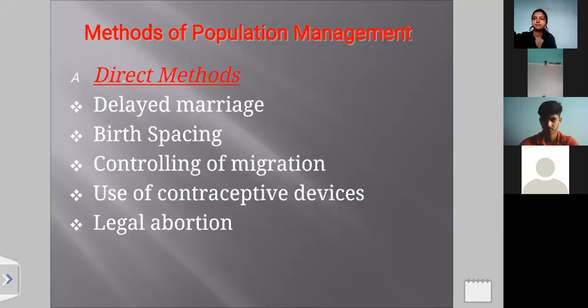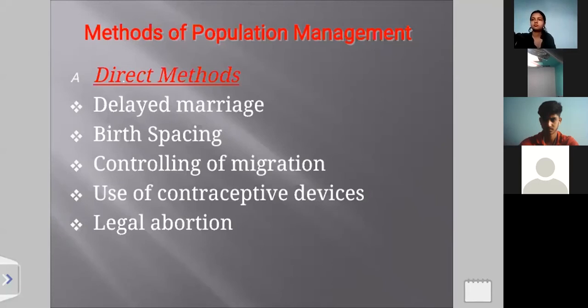So Miss Dipsana, you can see the slide. There are some direct methods of population management. The first direct method is delay marriage. Could you please share with us some things about delay marriage, because this is very easy, very simple. As I just told you, delay marriage means to marry at an appropriate age. Please, could you share with us about delay marriage?